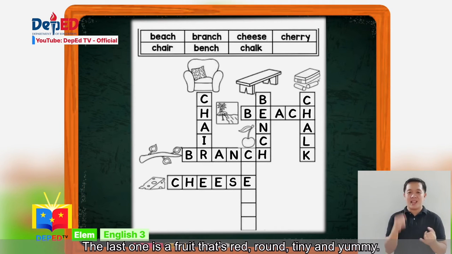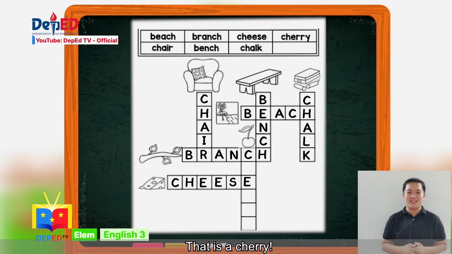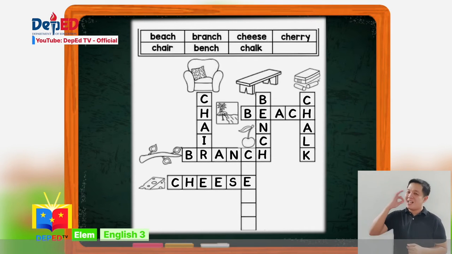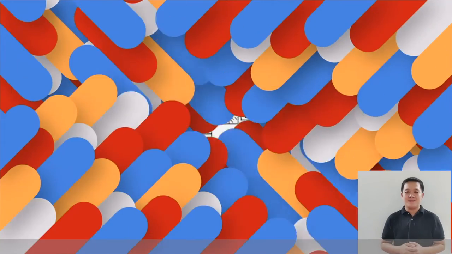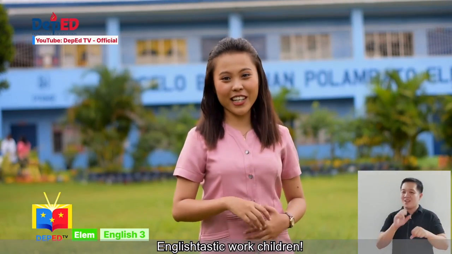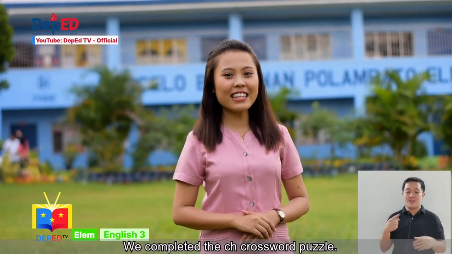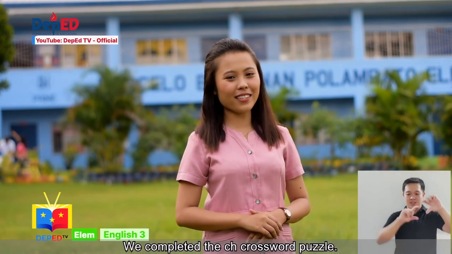The last one is a fruit that is red, round, tiny, and yummy. That is a cherry. C-H-E-R-R-Y. English-tastic work, children! We completed the CH crossword puzzle.